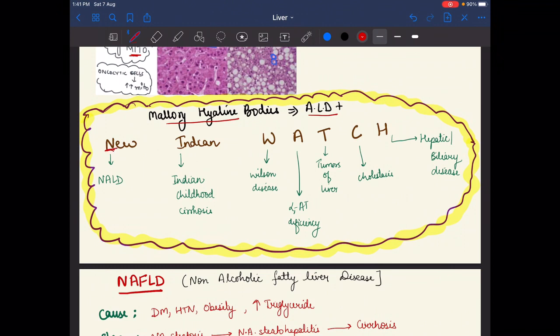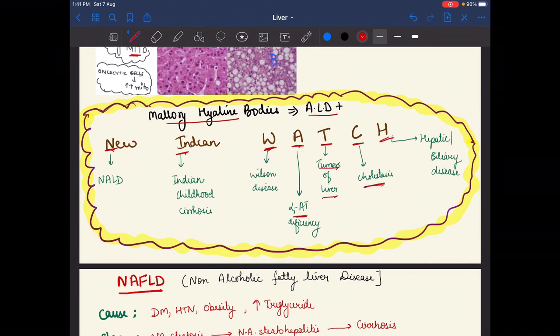N stands for non-alcoholic liver disease, I stands for Indian childhood disease, W stands for Wilson disease, A stands for alpha-1 antitrypsin deficiency, T stands for tumors of the liver, C stands for cholestasis, while the S stands for hepatic or biliary disease, that is PBC and PSC.